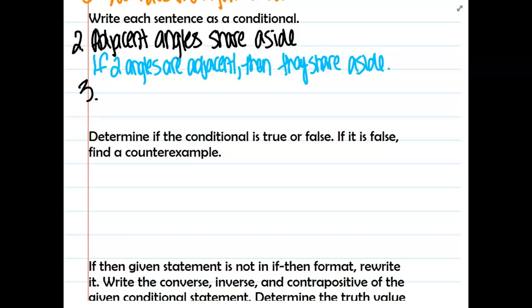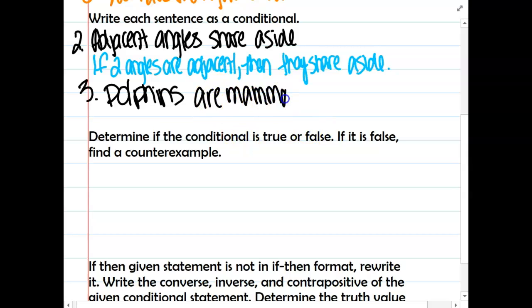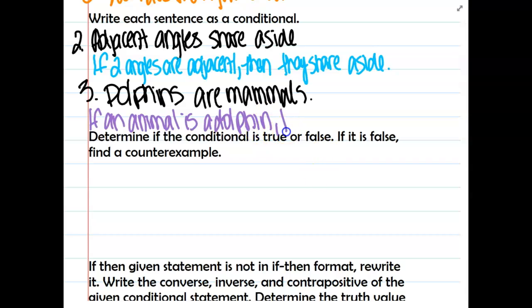Okay, let's do one more of those. Dolphins are mammals. So this one really just seems like one thing, right? Dolphins are mammals, that's it, okay? But before I can even tie those two things together, what's the first thing that has to be true before I could even address the second thing? Right, it has to be a dolphin. There's two parts, the dolphin part and the mammal part. So the first thing that has to be true, if an animal is a dolphin, then what?